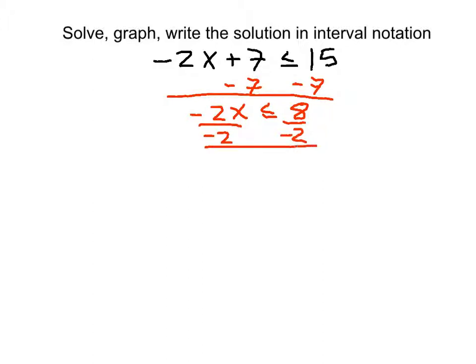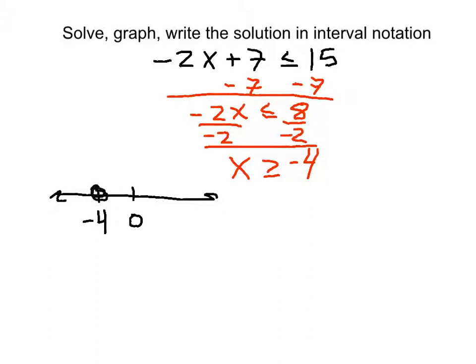Now there is something we need to be careful about. We must switch the inequality sign, and we see that the numbers that satisfy this inequality are all of the numbers that are greater than or equal to negative 4. Those are the numbers that satisfy this inequality. So if we wanted to graph this, we would draw our number line. We would mark 0, we'd mark negative 4 with a closed circle, and then we want all the numbers larger than that, so we shade to the right.